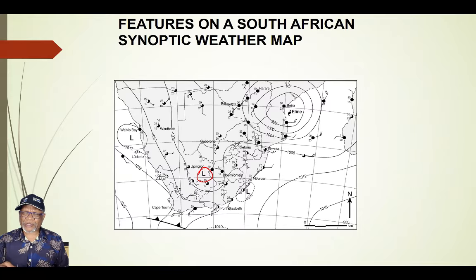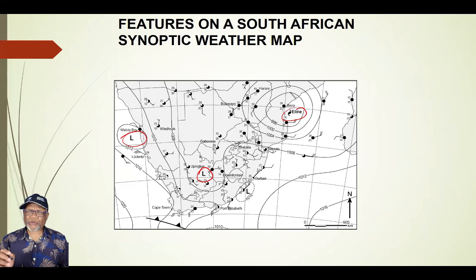And then what else do you see? You see a tropical cyclone. What else do you see? You see a coastal low. But what is the position of the coastal low? The coastal low is on the west side. Now, you must know when you do synoptic weather maps that different features will appear in different positions for different seasons.